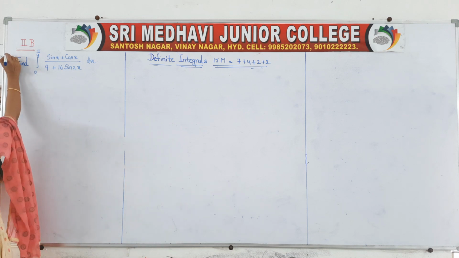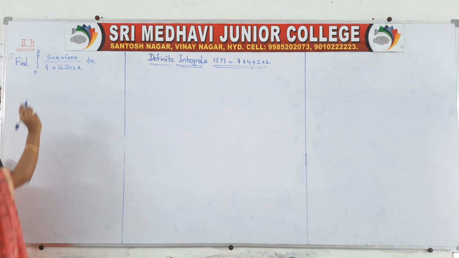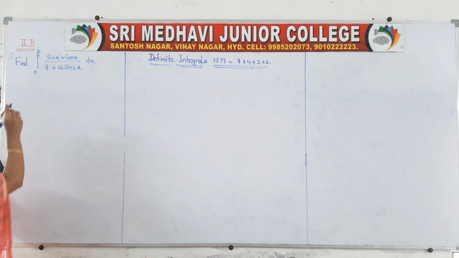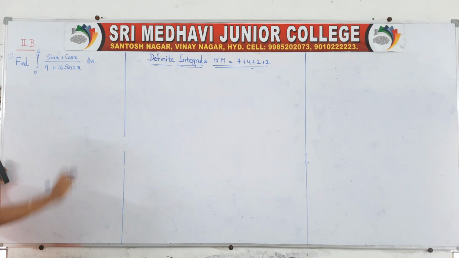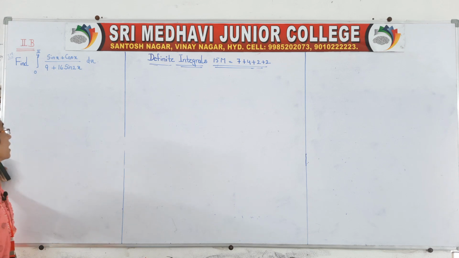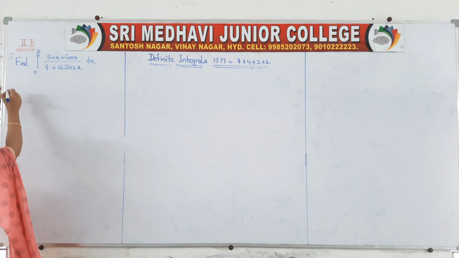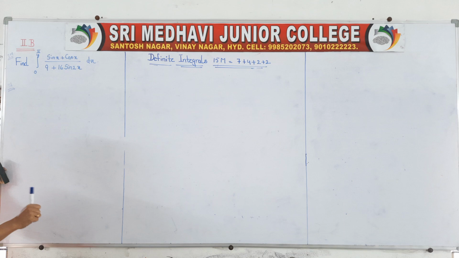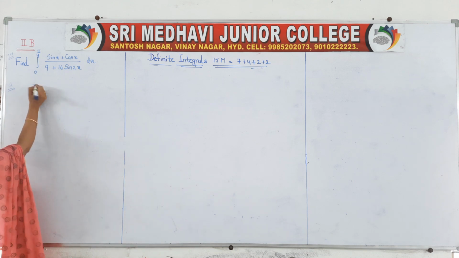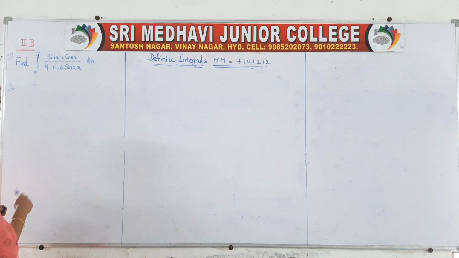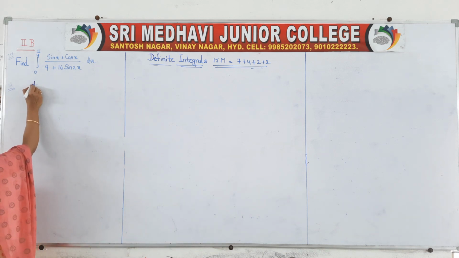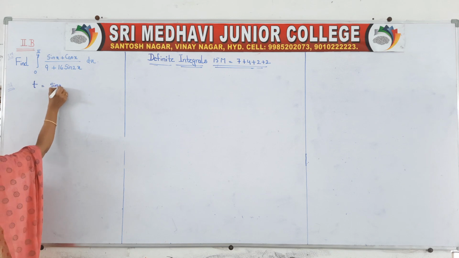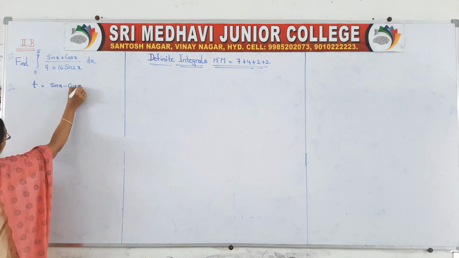Now come to this question. It is a 7 marks question, a little bit special type of problem. Here it is the integral of sin x plus cos x divided by 9 plus 16 sin 2x dx. In this problem you have to remember, we have to take t as sin x minus cos x. You can ask why we have to take it like that. So see, I am taking t is equal to sin x minus cos x.